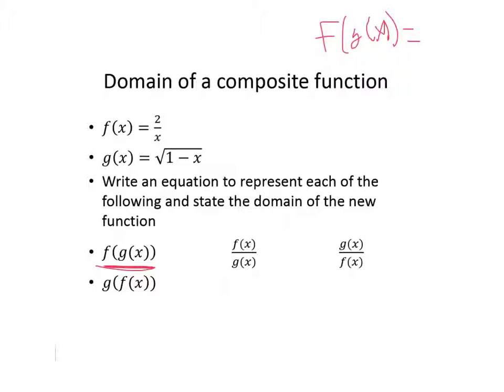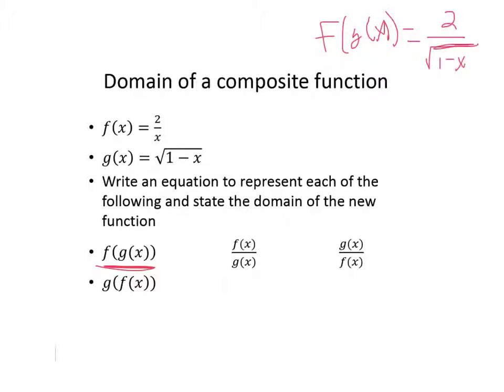So would it be the square root of 1 minus x? Yeah, it'd be 2 over that. Aren't we dropping g into f for this one? We're dropping g inside of f. So we're going to take that part and drop it in here. So won't that just be 2 over the square root of 1 minus x?